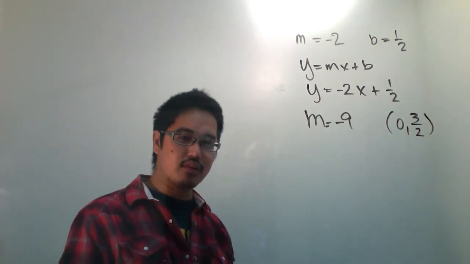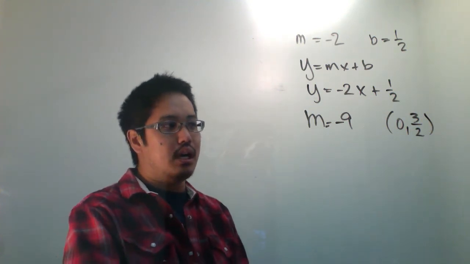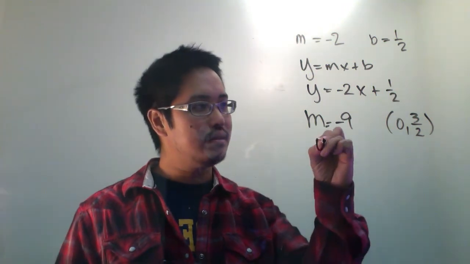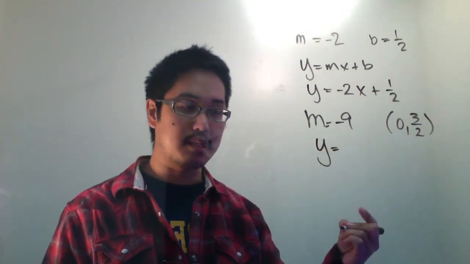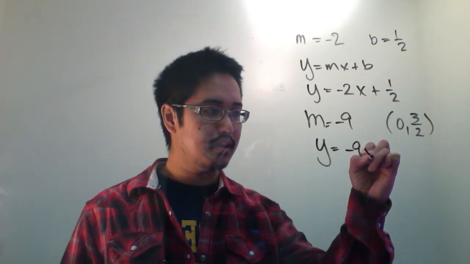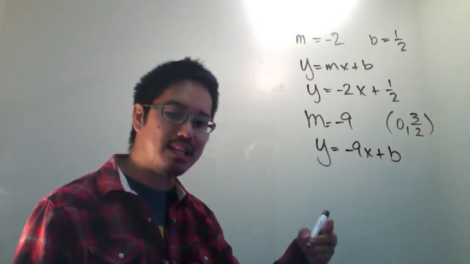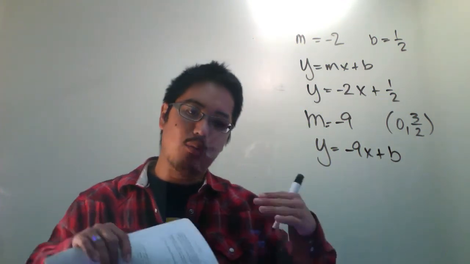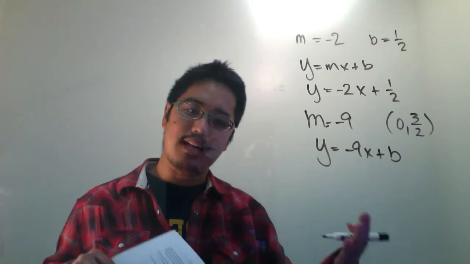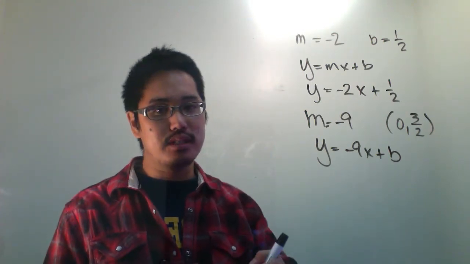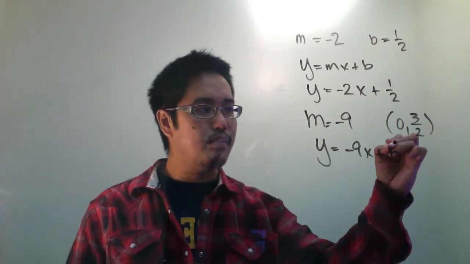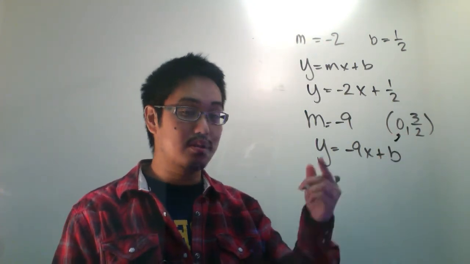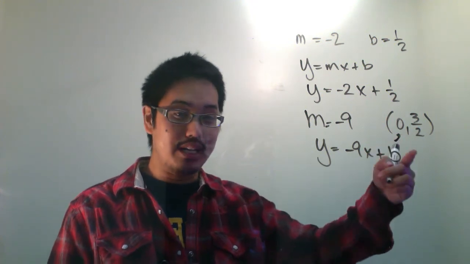Technically I didn't give you the b directly, I just gave you a point and the m. But if you look at it closely, if I wanted to write my y equals mx plus b, with m being -9, I don't know what that b is, but actually I do. Remember, the b is the y-intercept. To find the y-intercept, you set x equal to 0. This point that I did give you has x equal to 0, so technically this is the y-intercept.